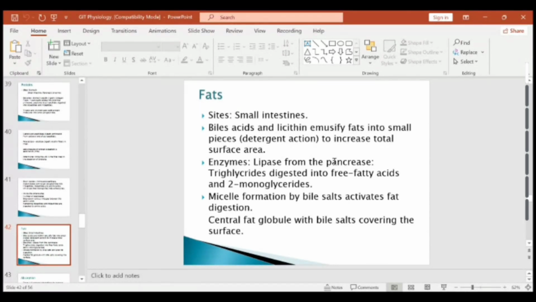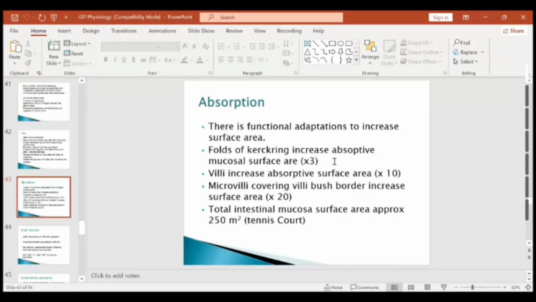So the bile salts, as I said, are involved in the process of emulsification. And so the micelle is formed by the bile salts, and it activates the process of digestion. So for absorption, we need to increase the surface area.